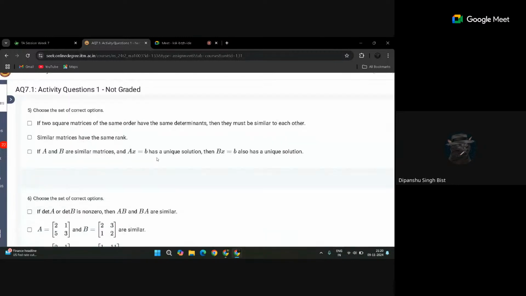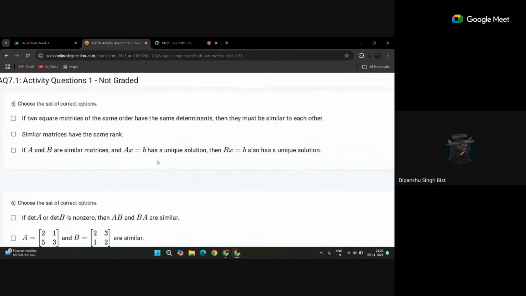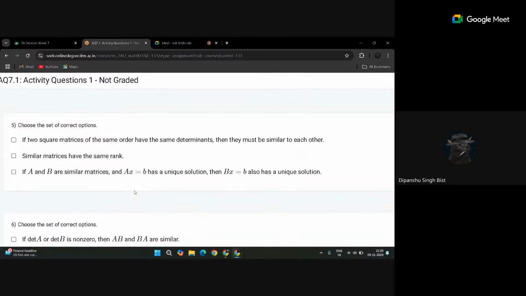Okay, so moving on to the next question. If two square matrices of the same order have the same determinant, then they must be similar to each other. You have two square matrices with the same order and the same determinant, and it says they must be similar to each other. So is it correct or not? No, sir. Right? So it's not correct. Why? Any counter example?